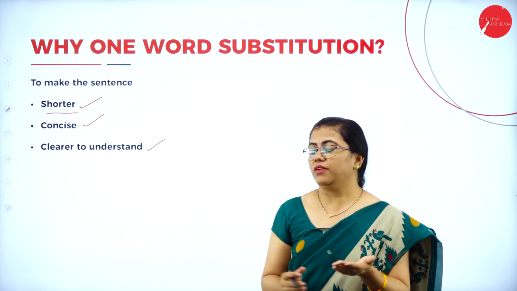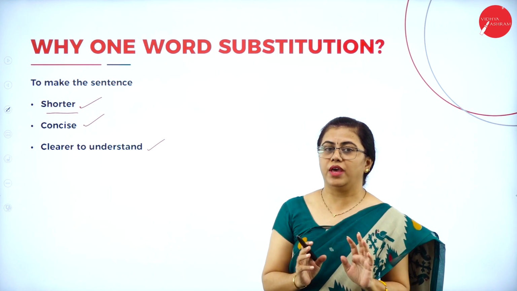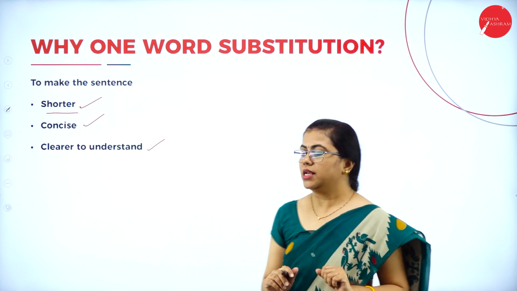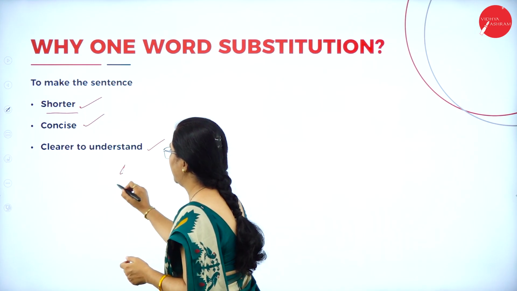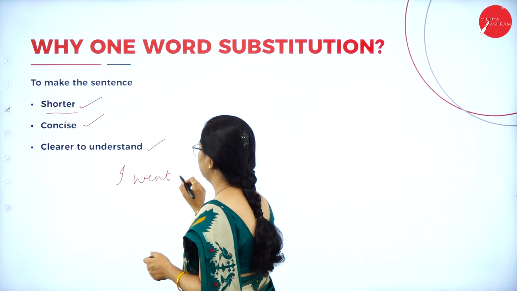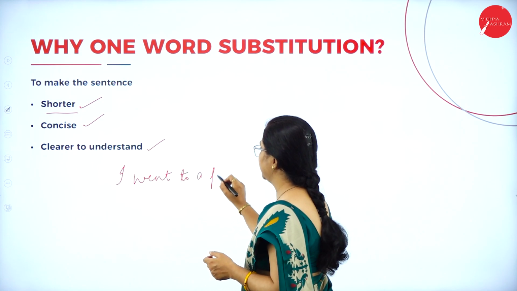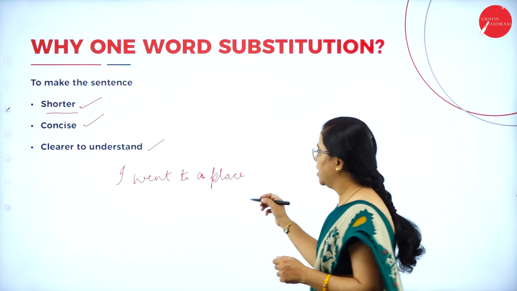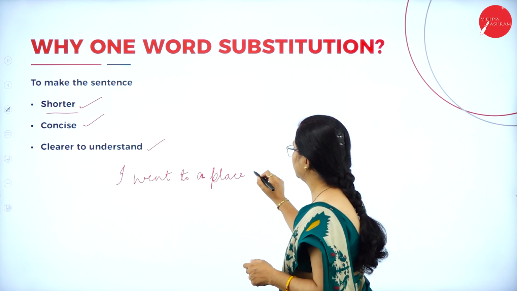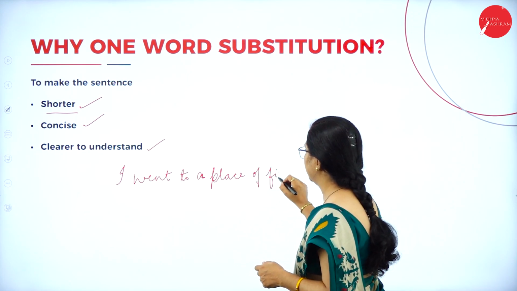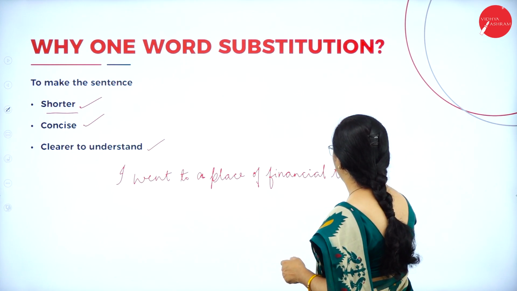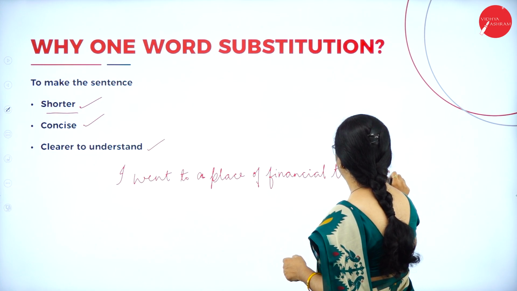But the only thing is, whenever you use such words, you should be very clear with the meaning. Suppose I take this sentence: I went to a place. I am unaware of a word which can be used here. So I say, I went to a place of financial transaction, or maybe a place where financial transaction takes place.